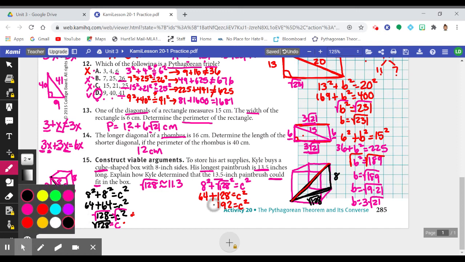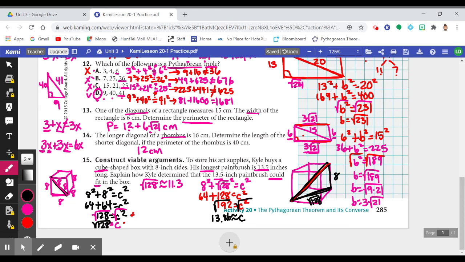Now we're going to see what c is. So we'll take the square root of both sides. And we see that c is approximately 13.85 or 86 inches. So how could Kyle fit the paintbrush in his box? It's actually this diagonal from one corner of the box to the other corner of the box. So it's actually a diagonal across the three-dimensional plane here, which is actually very, very interesting.